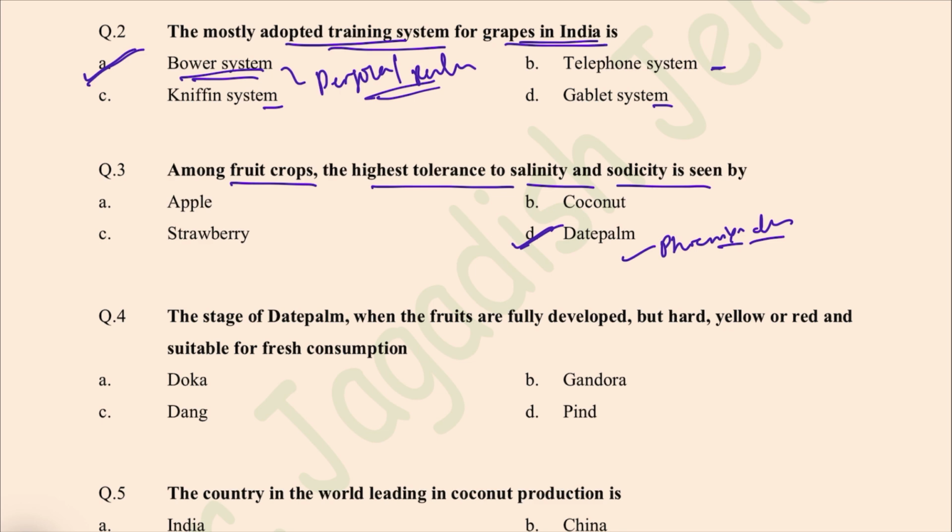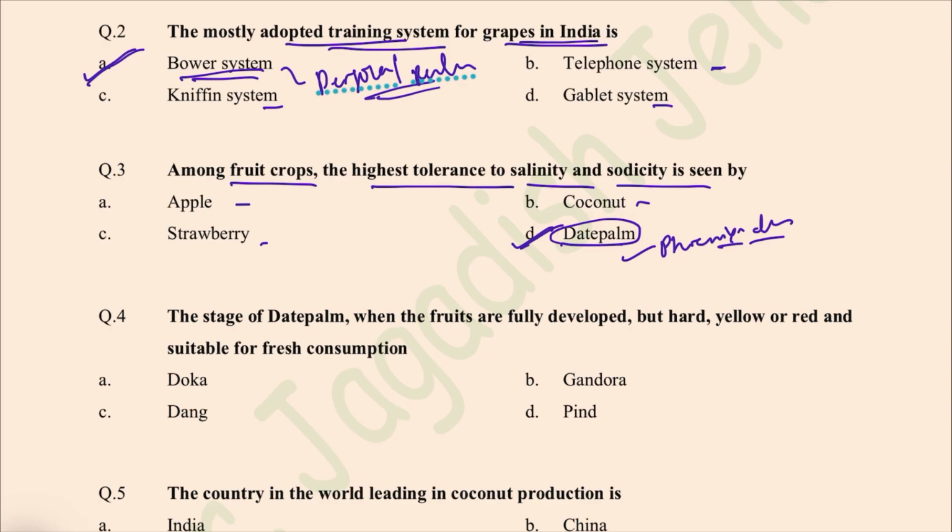Apple is very sensitive to sodicity. Coconut, though tolerant to salinity, is primarily grown in coastal high rainfall regions, and its tolerance is lower than date palm's, which has extreme tolerance to both salinity and sodicity. Strawberry is highly sensitive to salinity. So the right answer here is date palm.